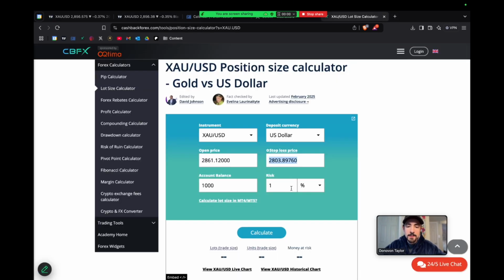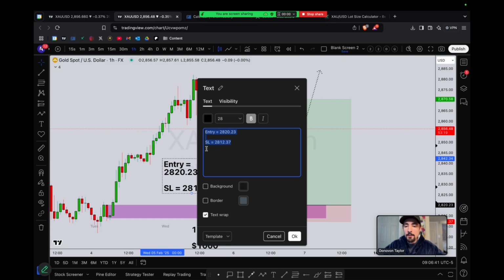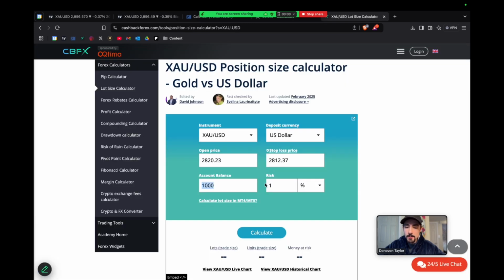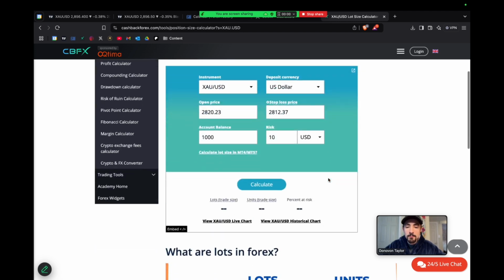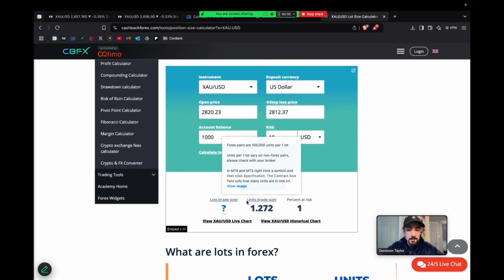This is our stop loss for this example. Here's our entry. I have a $1,000 account risking $10 a trade, which I know is 1%. I'm going to click calculate. It's going to give me a question mark, my lot size, not this. This is not your lot size.